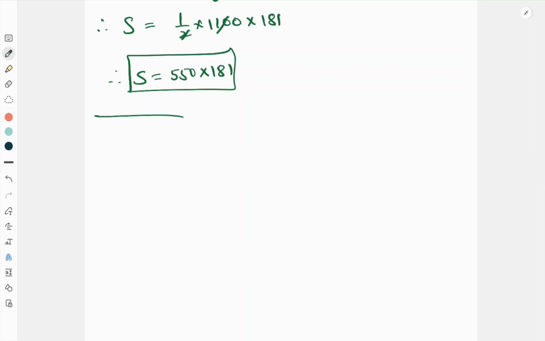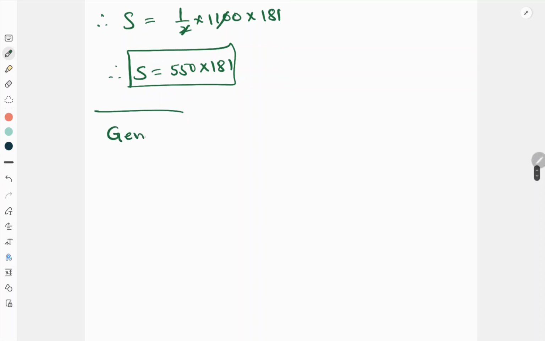So suppose I'm given a general arithmetic progression, which is a, a plus d, a plus 2d, up to a plus n minus 1 times d. This is a standard notation. a is the first term, d is the common difference, and n is the number of terms. So the last term is a plus n minus 1 times d. So what is the sum of this arithmetic progression?